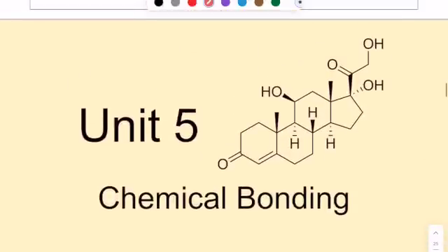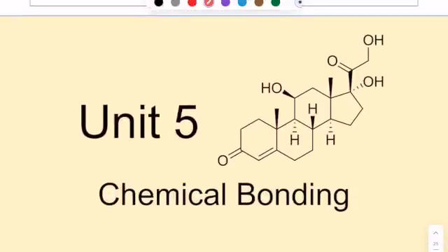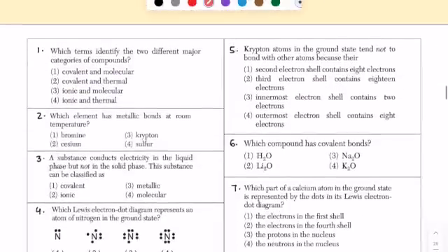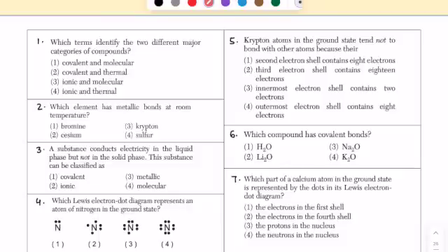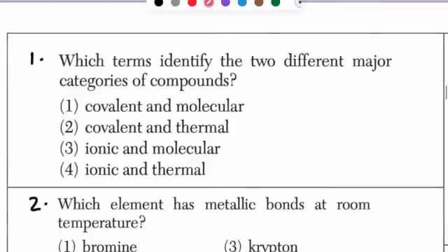So that was it for the periodic table unit. Now let's talk about some chemical bonding. We've got some questions here. Which terms identify the two different major categories of compounds? We have ionic and covalent compounds, and remember, another name for covalent is molecular. So your answer here will be ionic and molecular. Once again, because molecular is covalent.